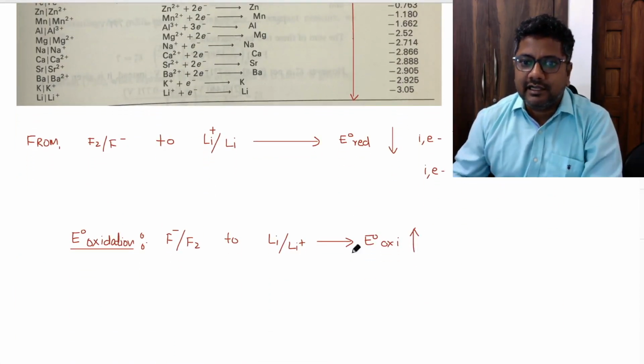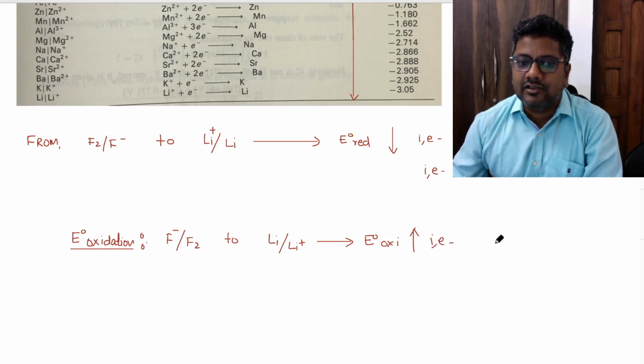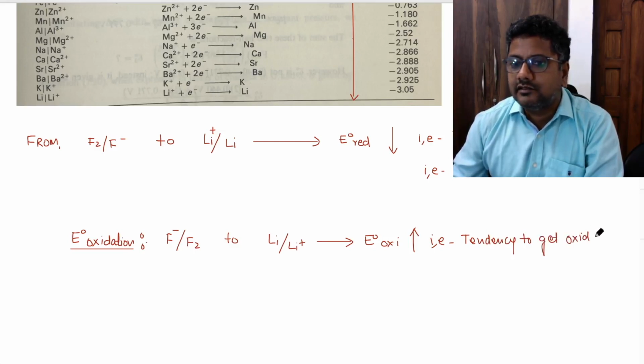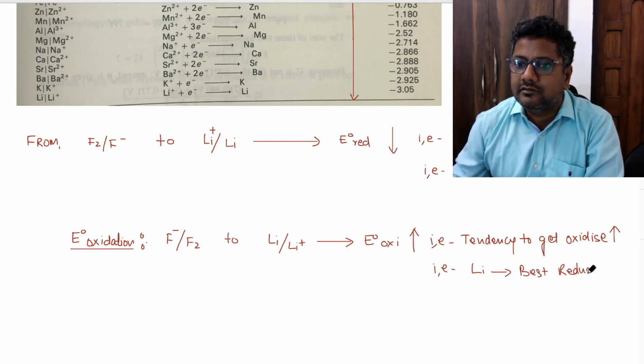So that is, the tendency to get oxidized increases. That is, you can say that lithium is the best reducing agent. Best reducing agent.